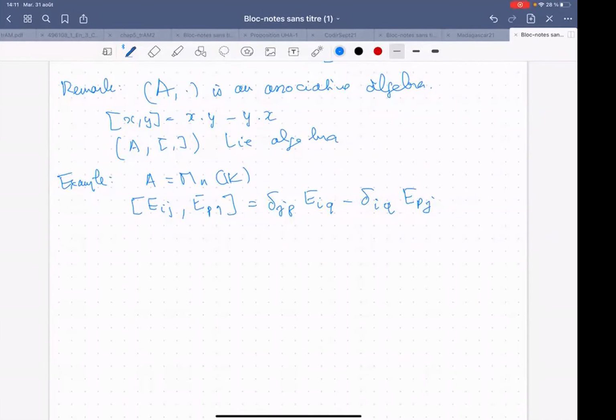Okay, then let me continue with examples of Lie algebra. In fact, I don't know if people are familiar or not with such things. Maybe Princey will say yes. Okay, then here let us denote this by gl_n(K). Then this is the corresponding Lie algebra.